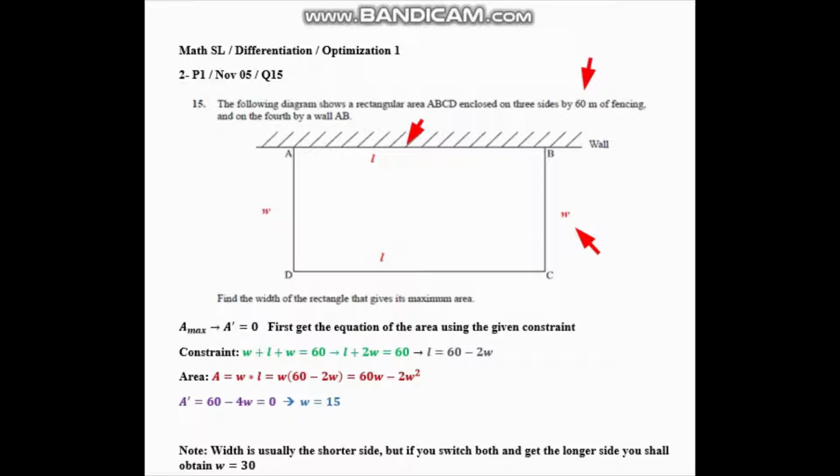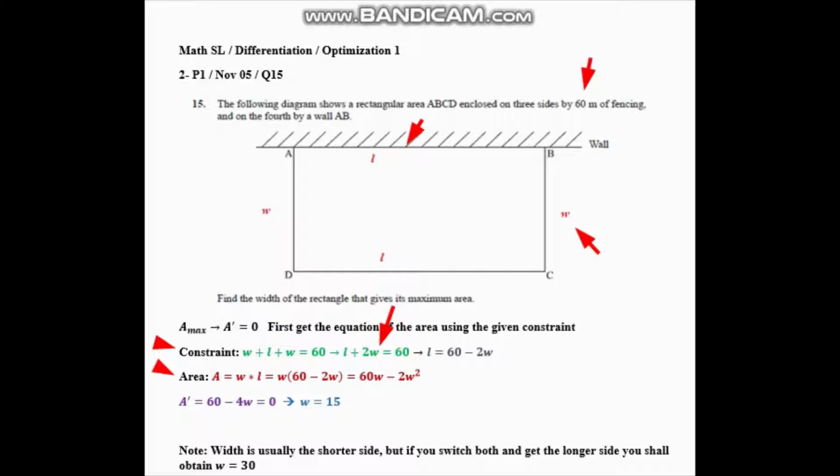So W plus L plus W equals 60. And we want to find the maximum area, knowing of course that the area is equal to the length times the width. But we cannot maximize the area, we cannot get A dash if it is represented in 2 variables. So we cannot have the area in terms of both L and W. So what we need is to get one variable in terms of the other. We shall do this using the green equation right there.